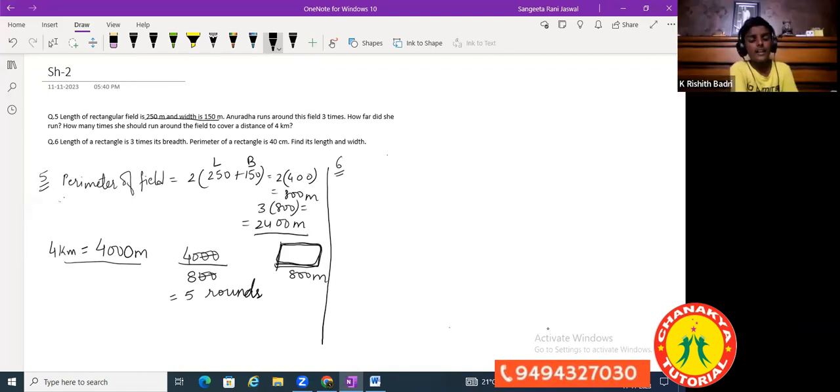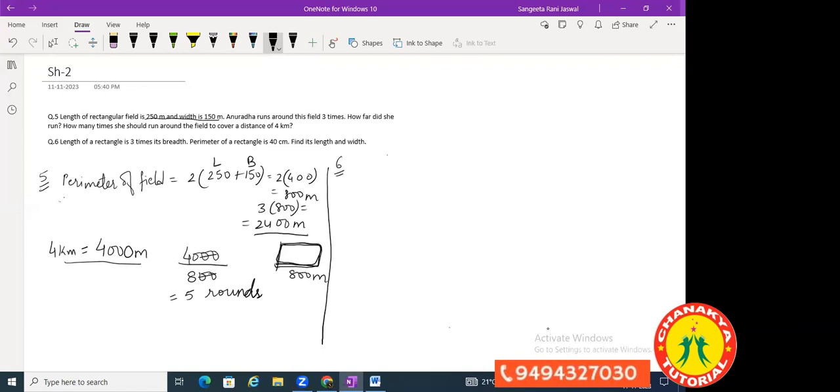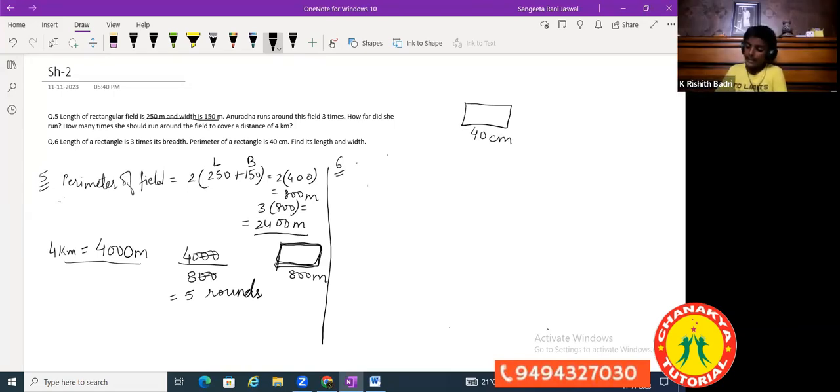Ma'am, from the time we completed the 5th question, I was trying to do the 6th one, but I'm unable to do it. Okay. Sritej, can you suggest something? What can we do here? Ma'am, the length of a rectangle is 3 times its breadth, so the perimeter is 40 centimeters. We have to find its length and width. Ma'am, the first step I did is divide 40 by 2, and I got 20.